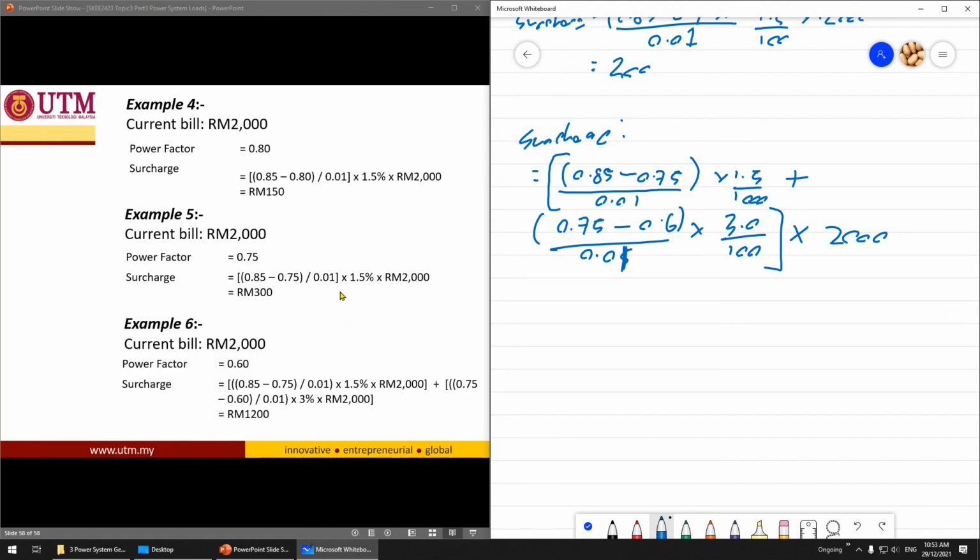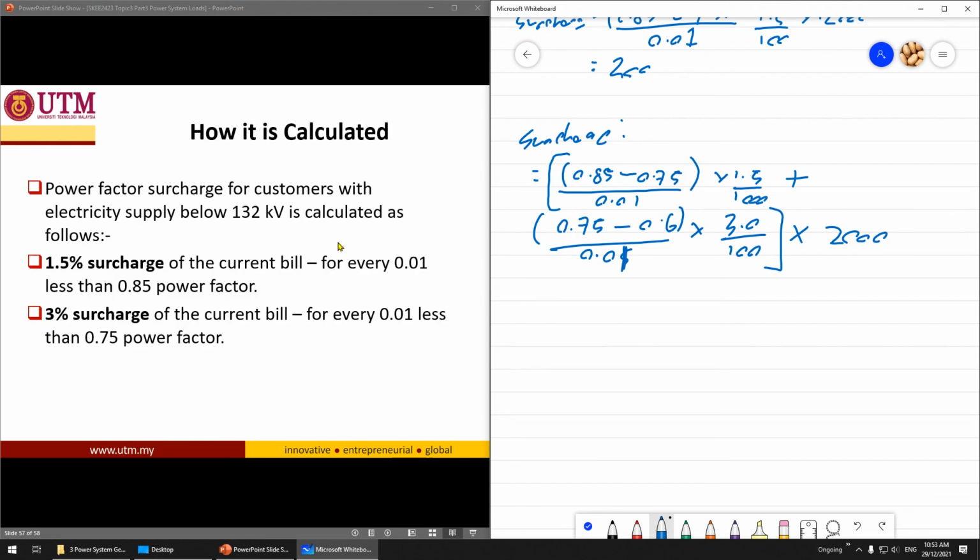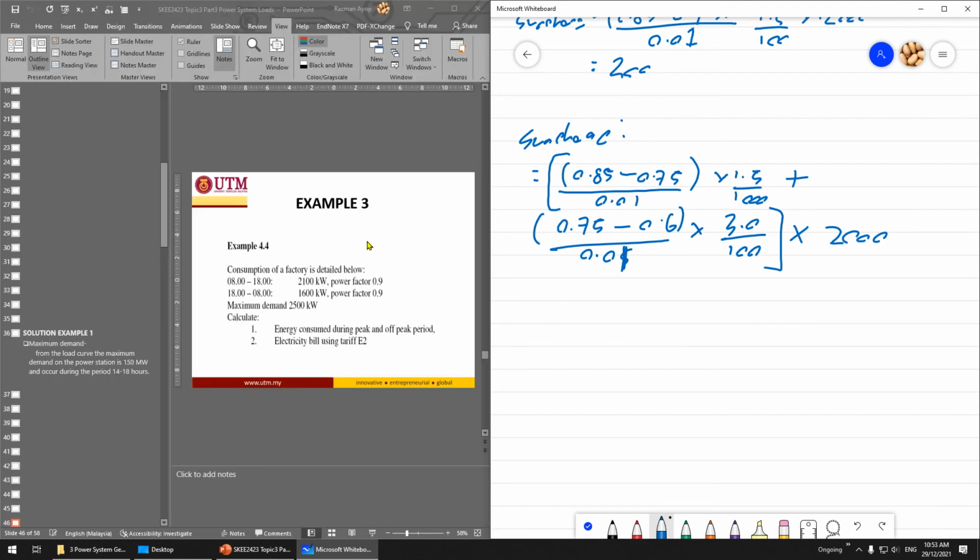So that's it. Make sure you know how to calculate the power factor penalty. That's it for this topic.